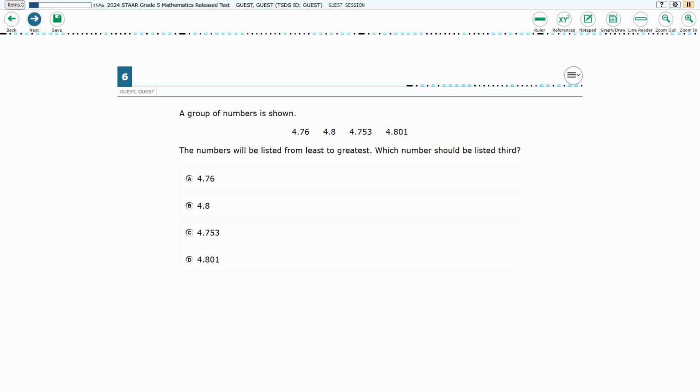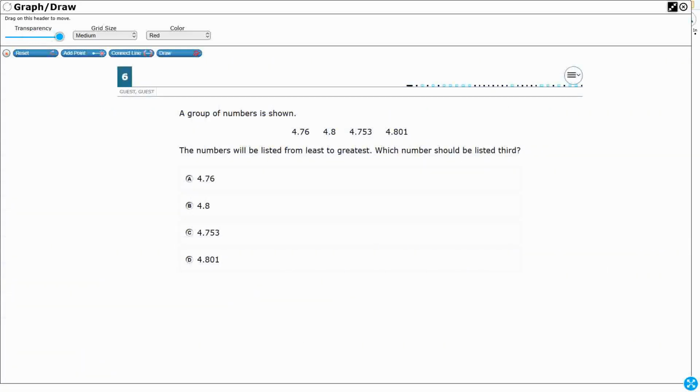Next, we are comparing and ordering decimals. This is 5.2b. And so we just got this list of numbers here, and we need to list it from least to greatest. Okay, so there's horizontal. That's not going to help us. Let me line them up.